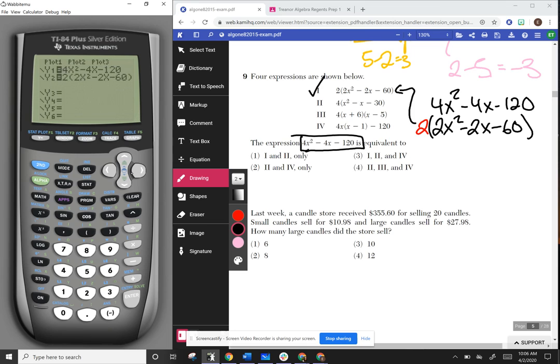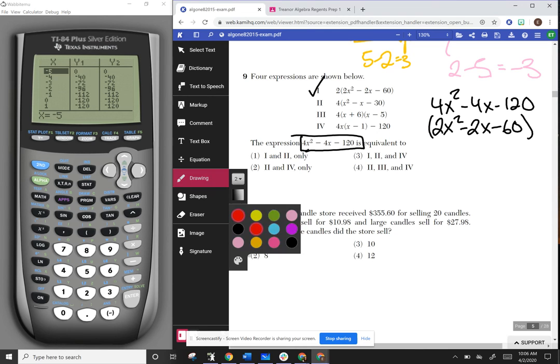Okay, go back to y equals, and now let's put in the other one. We got 4 parenthesis x squared minus x minus 30. We go to second graph. Same thing, y1 and y2 are equivalent. I'm going to erase this option choice now. Oh no, I'll leave it.